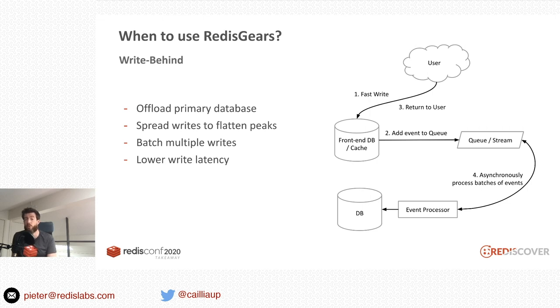So what if you could also write inside Redis? Why would you do that? To offload your primary database, to spread the writes, to flatten peaks, to batch multiple writes into your back-end database, and also to have lower write latency. Your application can reply to your user faster because you write into Redis. For that, we now have a recipe available, and Meir will talk about that more later on.